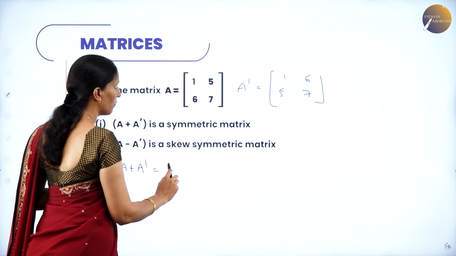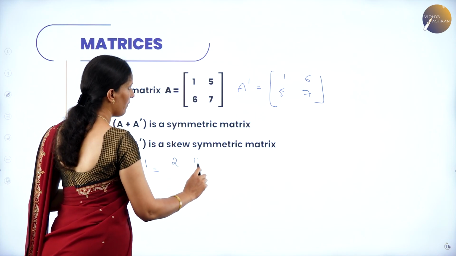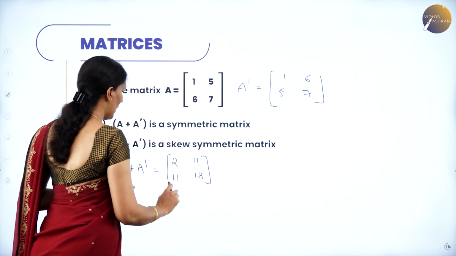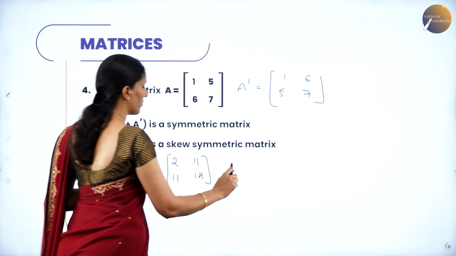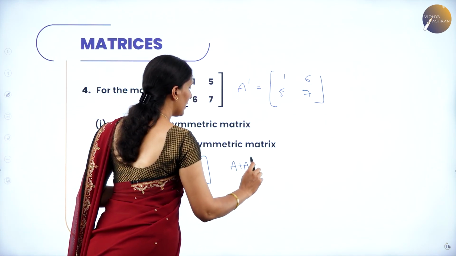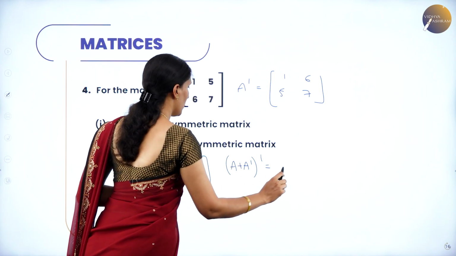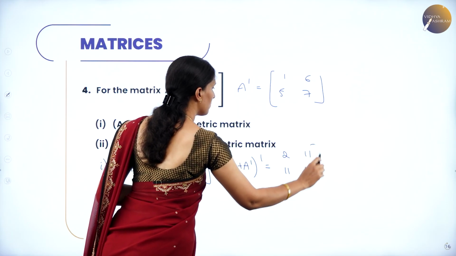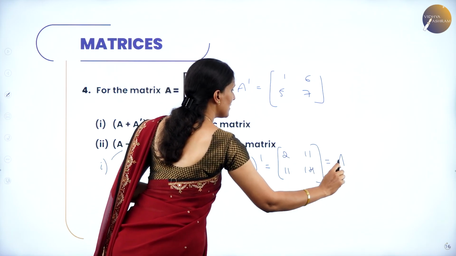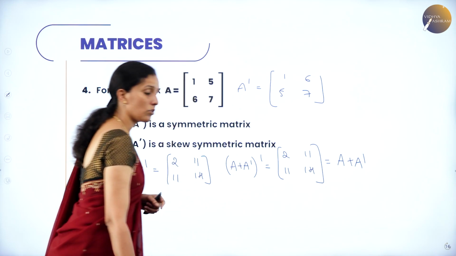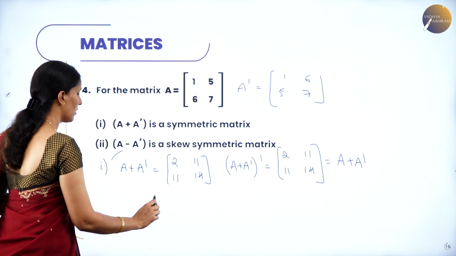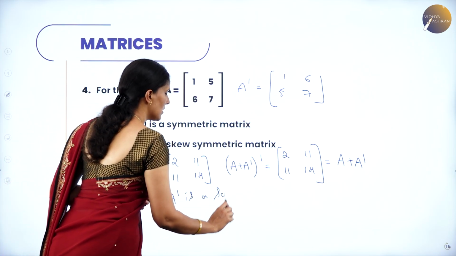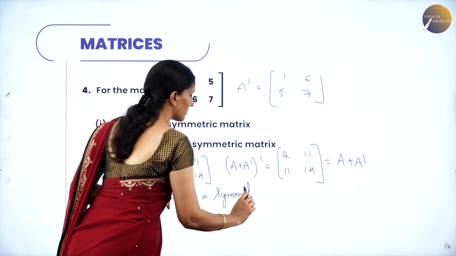How much will we get? 1 plus 1, 2, 11, 11, 7 plus 7, 14. Let me take the transpose of this matrix, A plus A transpose whole transpose. We get 2, 11, 11, 14. So, this is the same as A plus A dash. Therefore, what can we conclude? A plus A dash is a symmetric matrix.